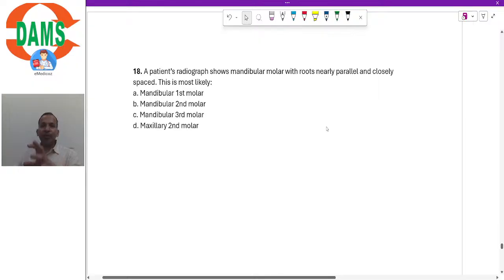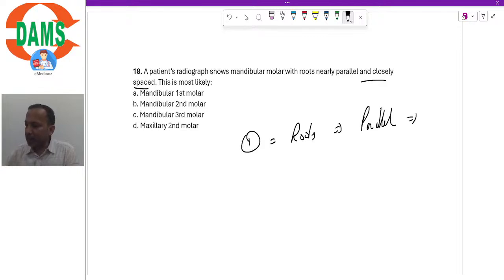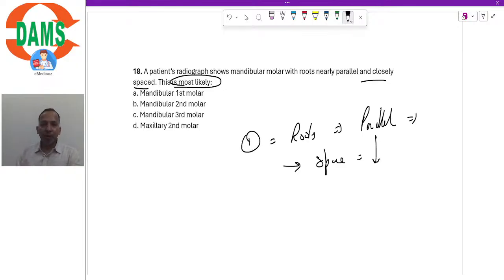So question number 18. A patient's radiograph shows mandibular molar with roots nearly parallel. So first thing is roots almost parallel, right, and closely spaced. So parallel means there is no divergence and the space is low. This is most likely which tooth? Is it mandibular first molar or second molar or third molar?